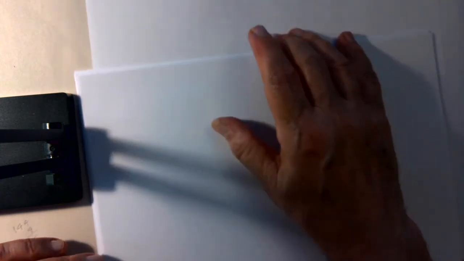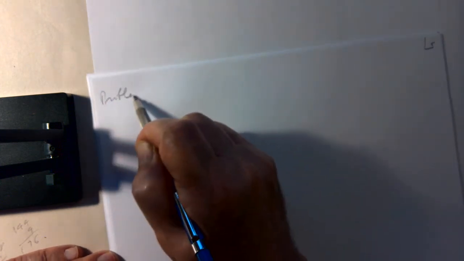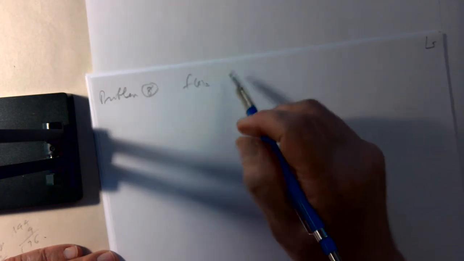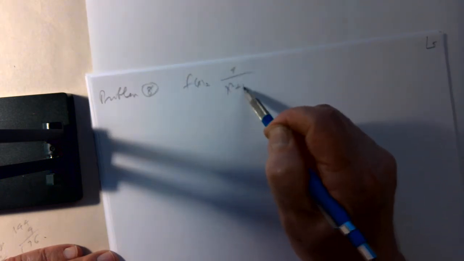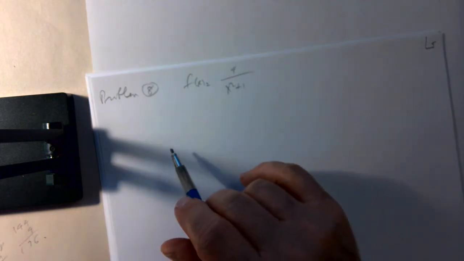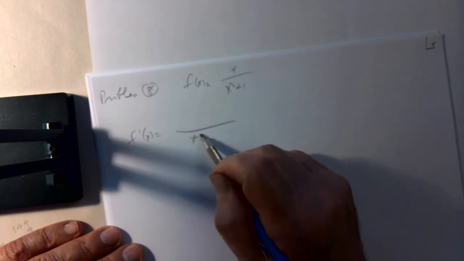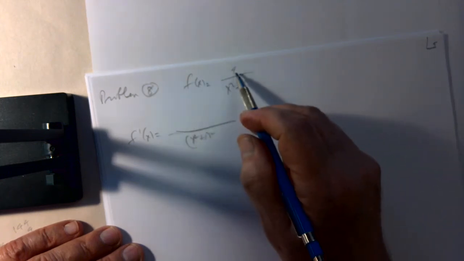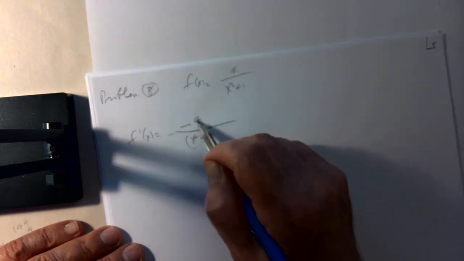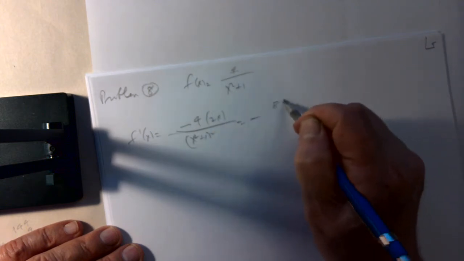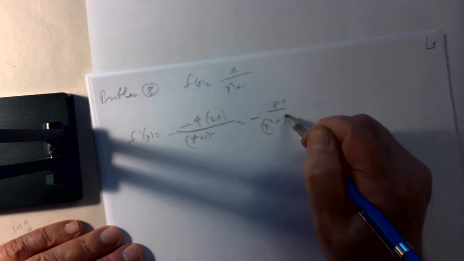For problem 8, we have the function f of x equals 4 over x squared plus 1. So this is always positive. If you take the derivative, it's the derivative of the numerator, which is 0, minus the numerator times the derivative of the denominator, which is 2x. So it's minus 8x over x squared plus 1 squared.